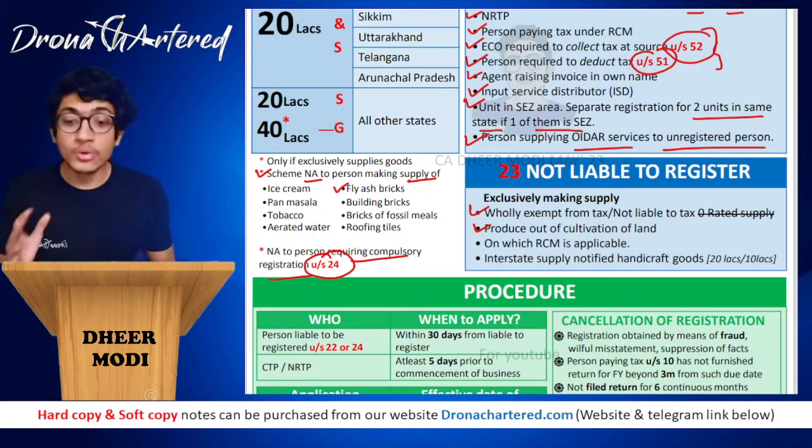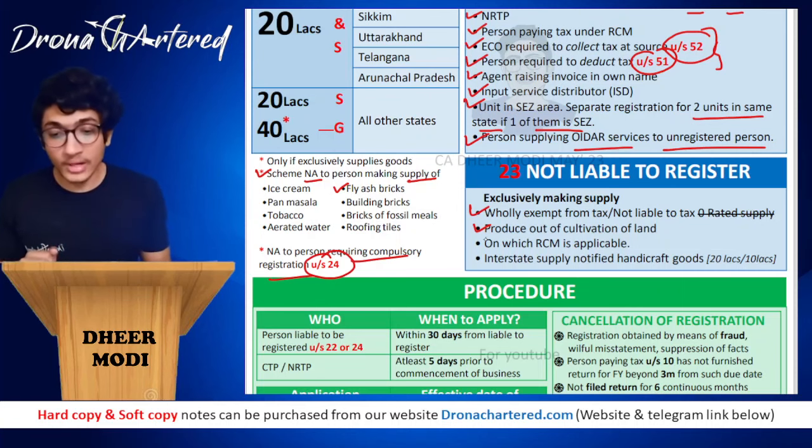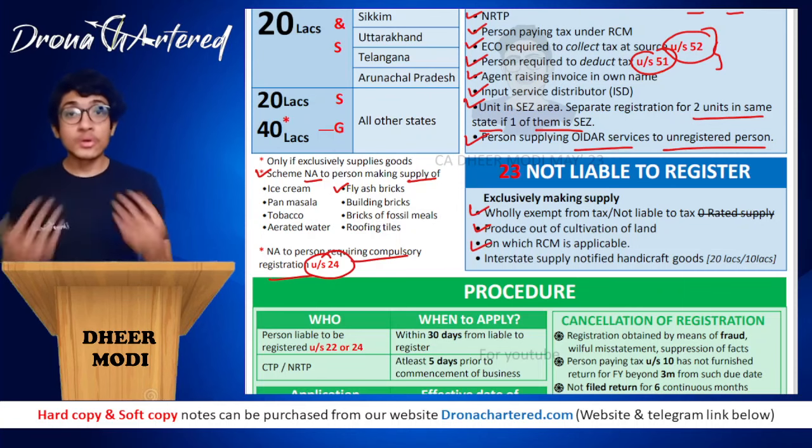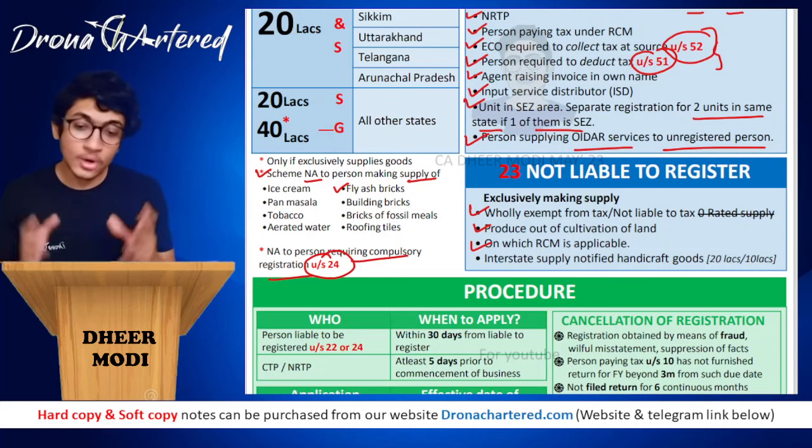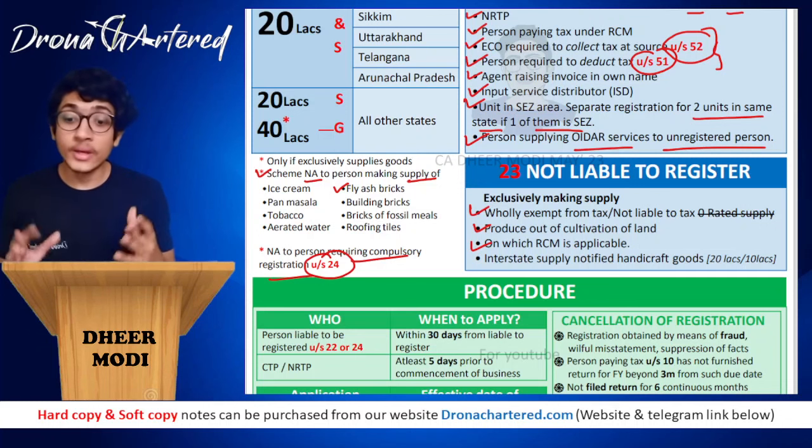Next is produce out of cultivation of land. If any production is made out of cultivation of land, the person is not liable to register. Or any person on whom RCM is applicable: since he is supplying and the other person is the one who has to do the GST compliance and everything, he does not have to do anything.